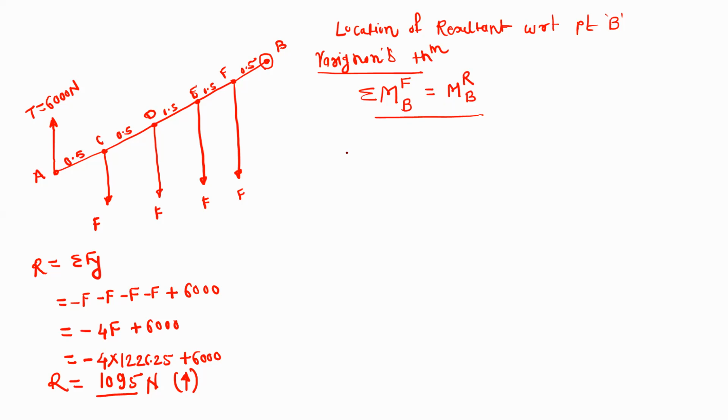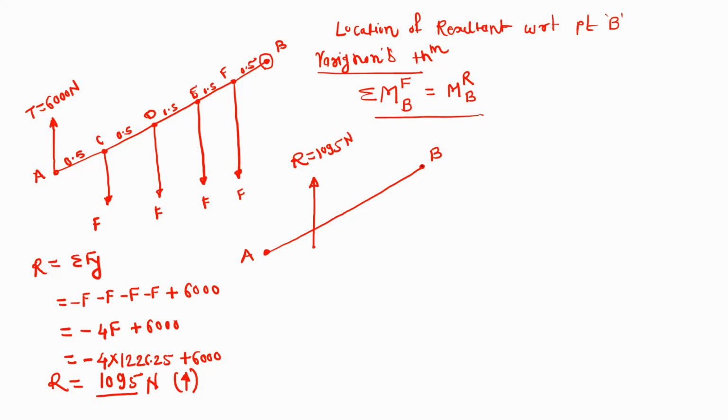Okay. So for Varignon's theorem, we need to convert the force system into an equivalent resultant system. So this is the force system. I will redraw this beam AB only. So this is the beam AB. So what is the meaning of resultant system? Actually, we are replacing all these forces and we represent this force system by a single force. So that is called a resultant system. So I will assume the resultant in the upward direction. So this is R, that is equal to 1095 Newton.